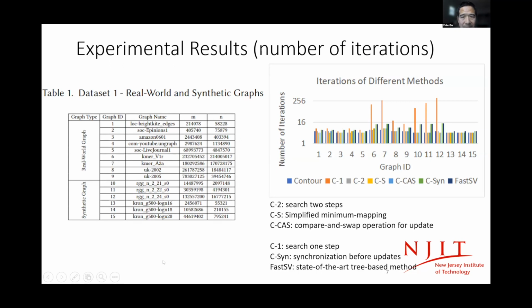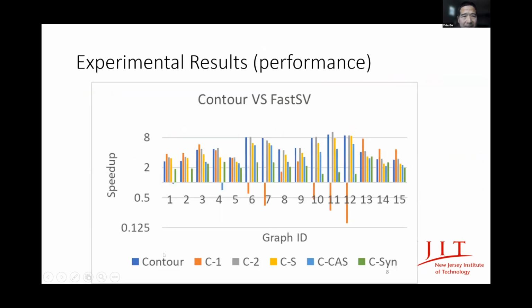At the same time, we can also see that for performance, compared with FastSV, our algorithm can achieve a speedup of more than 2 times, sometimes close to 8 or much better.